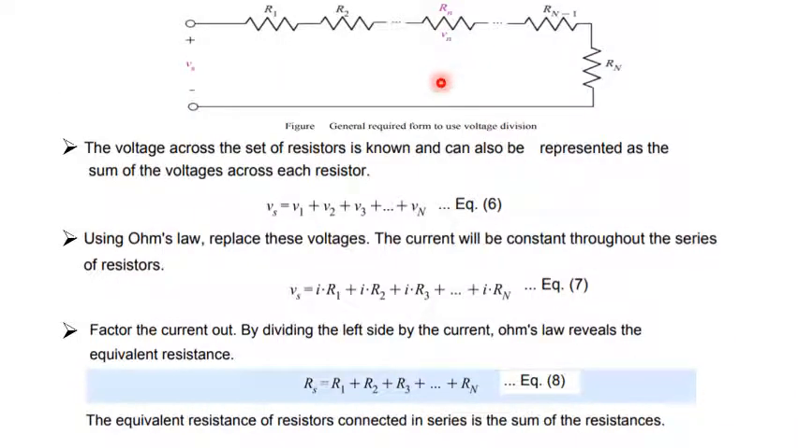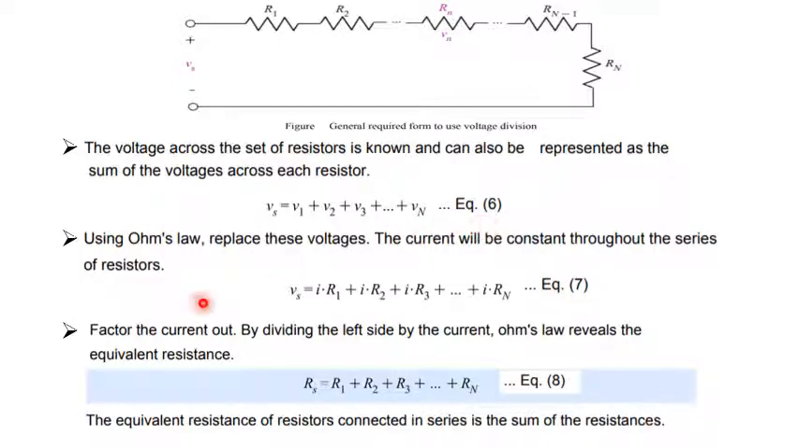Now this is an actual circuit. The n number of resistances are connected here. The voltage across the set of resistors is known and can also be represented as the sum of the voltage across each resistor. As you know, in a series circuit the voltage is divided, so the voltage source Vs is equal to V1 plus V2 plus V3 and so on up to Vn. Call this equation number 6.